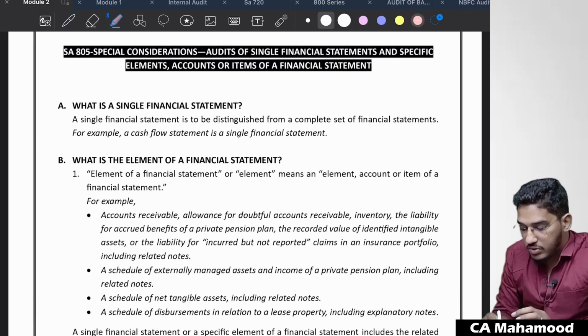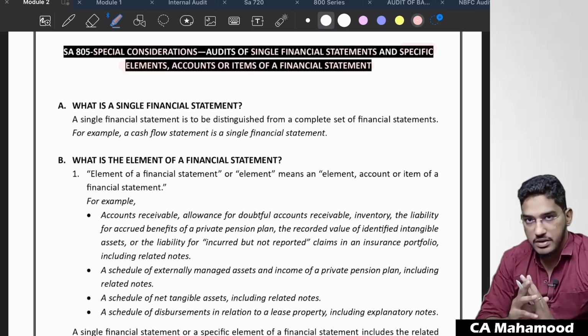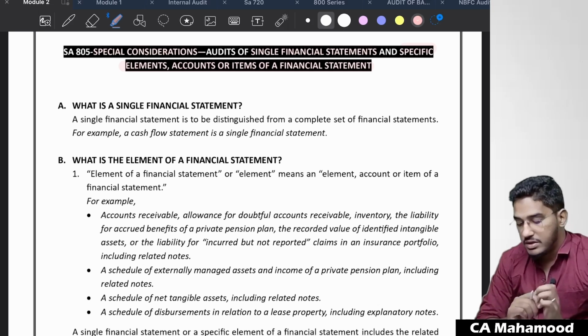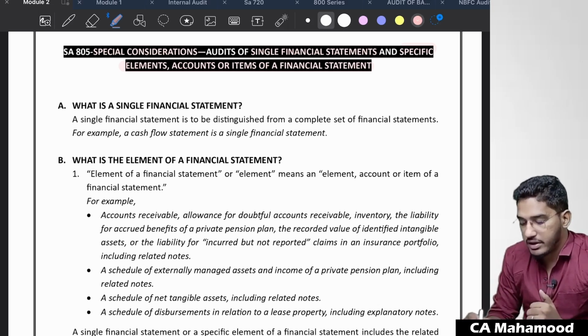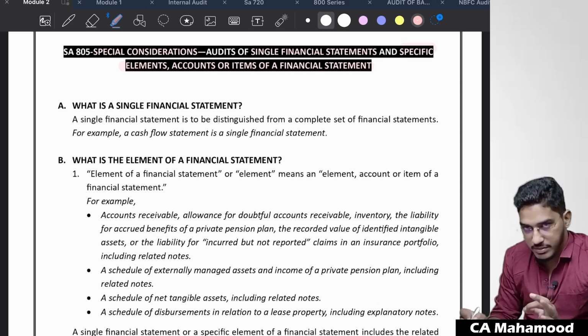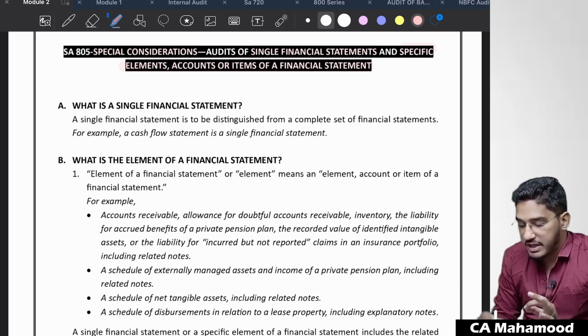This is also talking about special considerations, audit of single financial statement, and specific element, accounts or items of the financial statements. So what does the standard talk about? Special considerations. What are the special things which you have to keep in mind while you are conducting audit of a single financial statement and specific element, account or items of the financial statements?